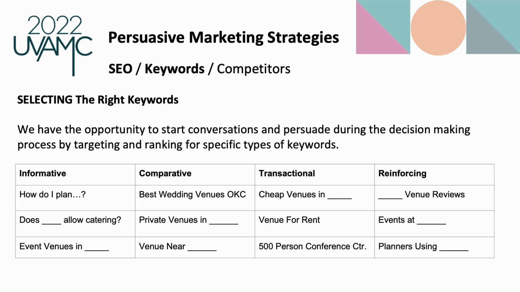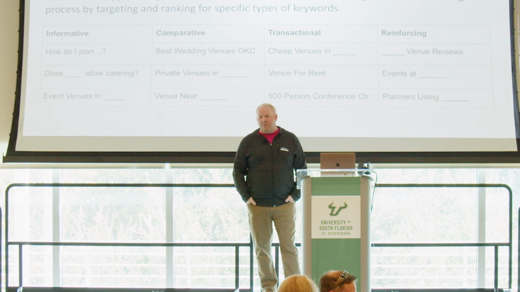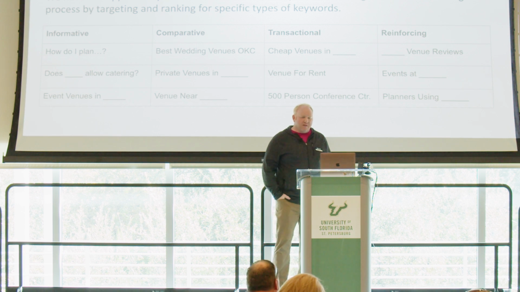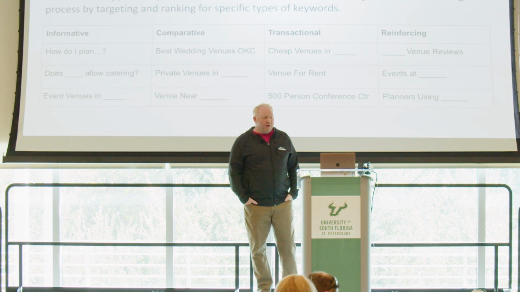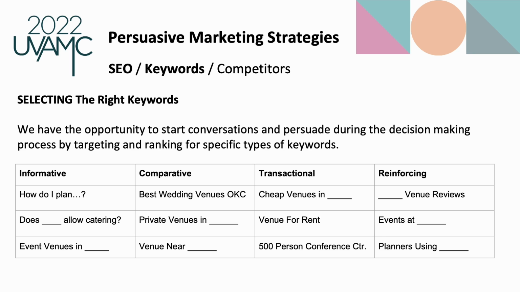There are these transactional keywords, like low cost, cheap wedding venues. That's a big one. That's obviously one that gets searched a lot. So think about some of those transactional keywords that are important. Again, we have like venue for rent. That's kind of someone ready to go, ready to buy. That's actually a pretty important keyword nationally.